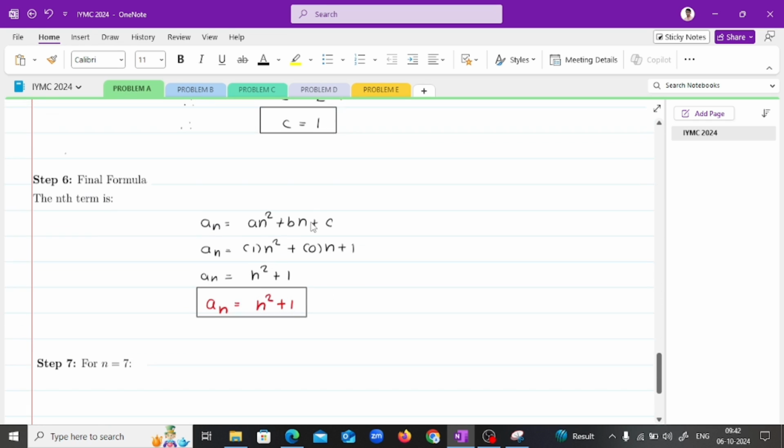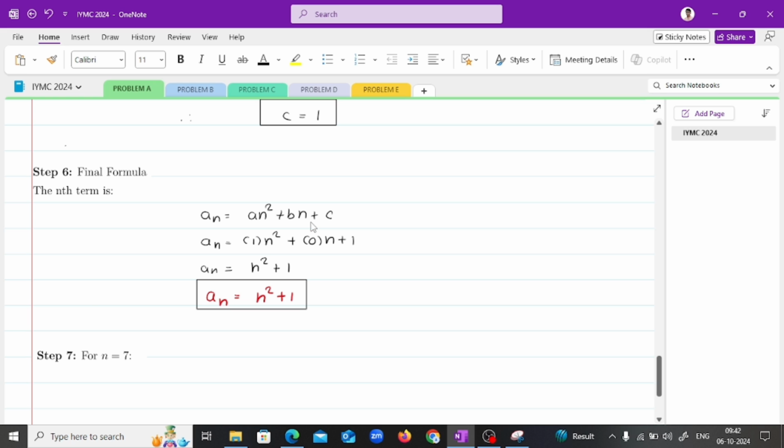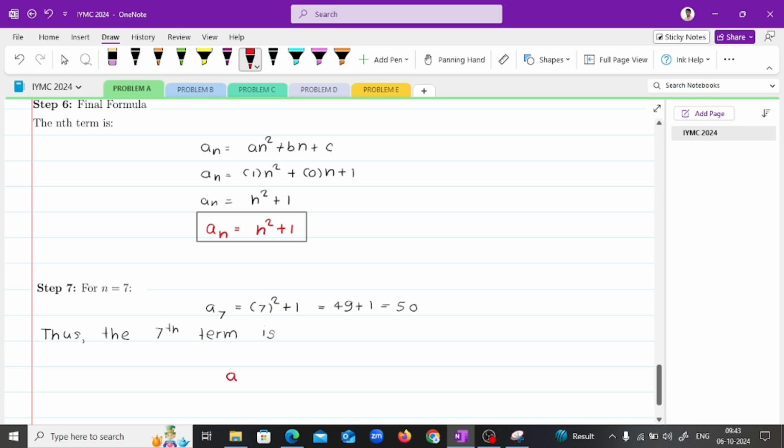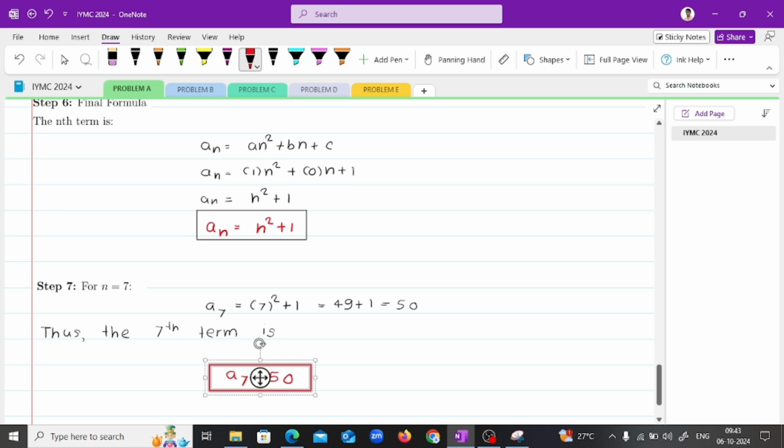So we will find the 7th term by substituting n is equal to 7 in the final formula. So a7 is equal to, if I substitute 7 in place of n, our equation will become 7 square plus 1, which is nothing but 49 plus 1 is equal to 50, right? So I will again write down the 7th term in red color, a7 is equal to 50, and I will give a box to this equation.